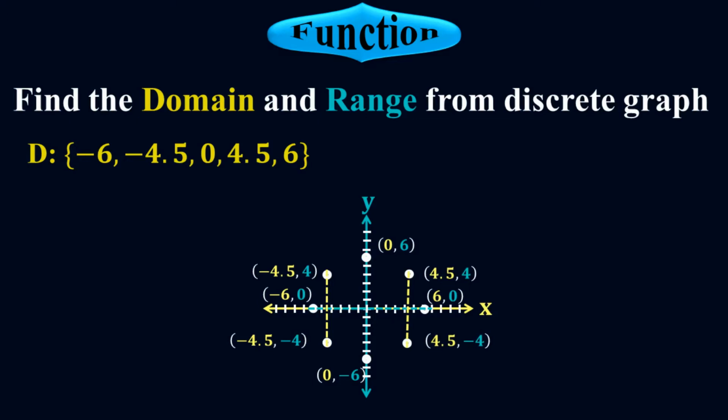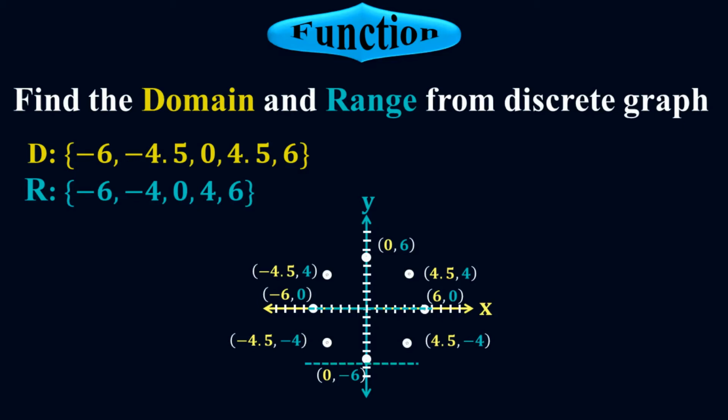Same thing goes for the 0. I have 0 at 2 places along x-axis. So I will take it only once. For the domain, I took -4.5 common, 0 common, 4.5 common. -6 and 6 are not common. Range are all the y values, which is -6, -4, 0, 4, 6. These are the coordinate values along y-axis.